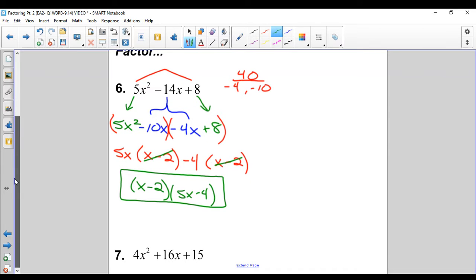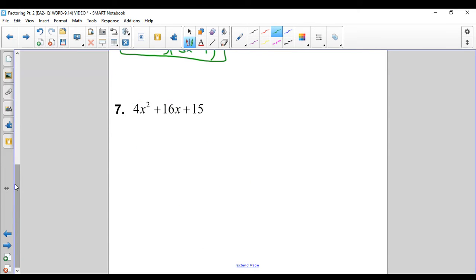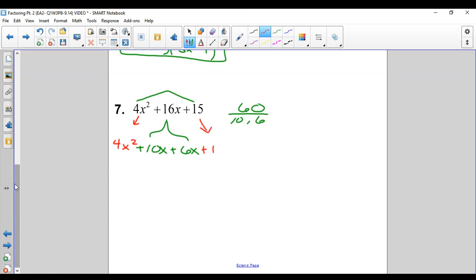Last one. 4x squared plus 16x plus 15. Multiply first and last. Get 60. Factors of 60 that add up to 16: 10 and 6. Rewrite the first term. Rewrite the middle in terms of the factors that you found. Plus 10x, plus 6x. Rewrite the last term.